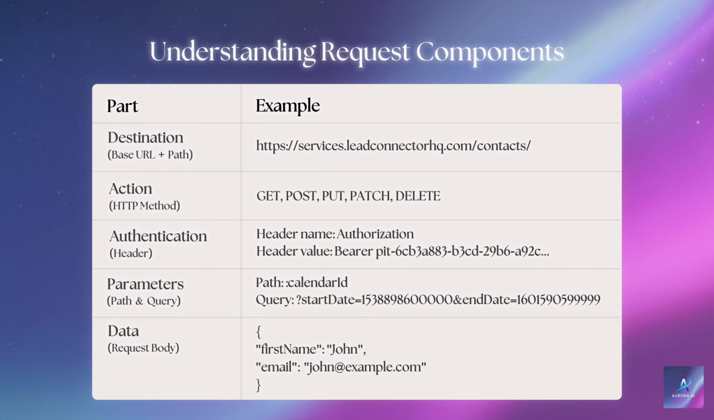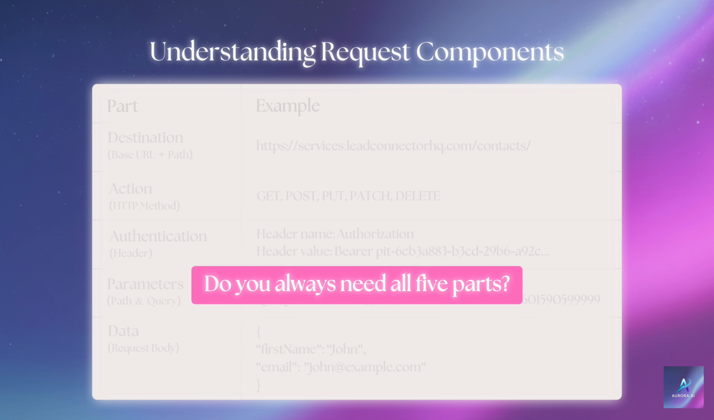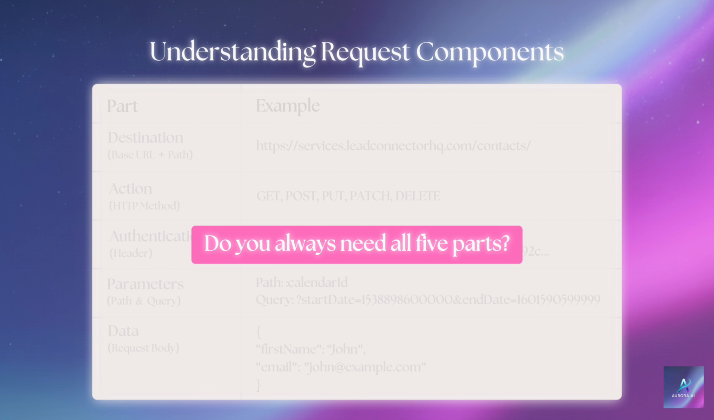Now notice something important. All JSON data is wrapped inside curly brackets, an open curly bracket and a close curly bracket. Inside those brackets, we separate each field using commas, just like this. This structure allows different systems to understand each other clearly and consistently. And once you understand this format, reading API documentation becomes much easier. That naturally leads to an important question. Do you always need all 5 parts?